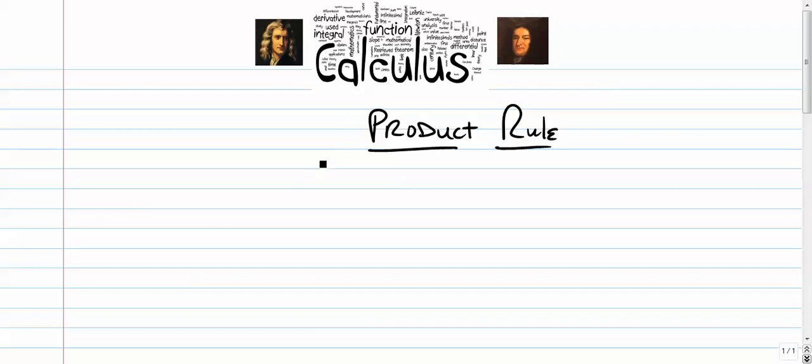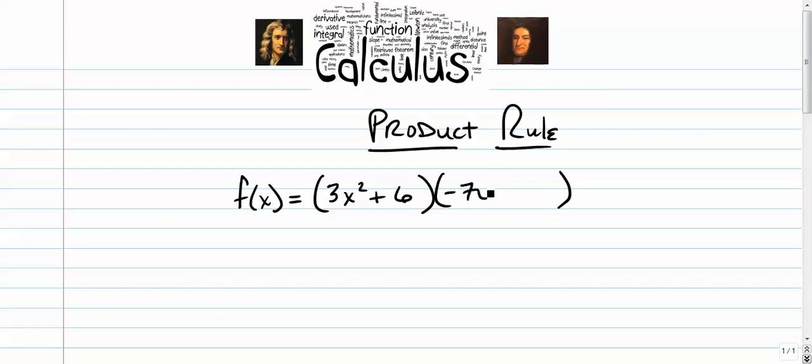In our first derivative video, we took a look at the power rule, which is kind of like the basic derivative rule. Here we're going to look at the product rule. So what I'm going to do is give you an example of two binomials that are multiplied together. Product, of course, means to multiply. So if we have, let's say, 3x squared plus 6 and negative 7x to the fifth minus 8x.